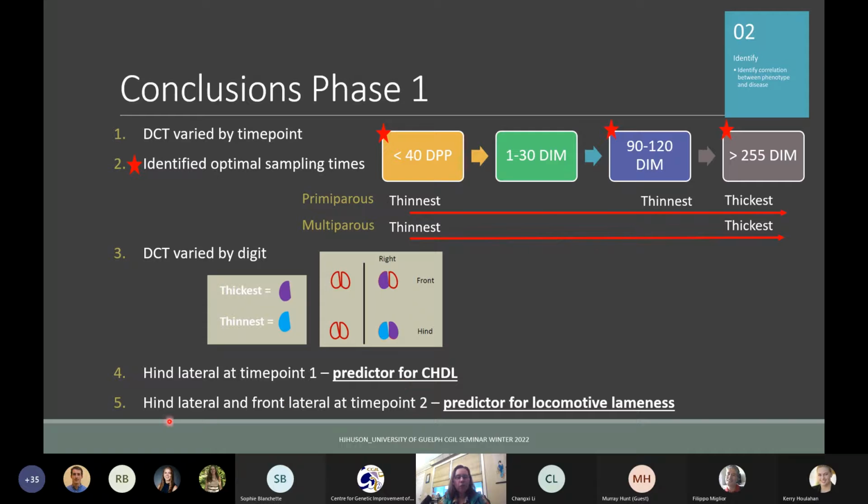The other thing we could use was that same hind lateral, as well as the front lateral at time point 2, which could be used as predictors for locomotive lameness later in lactation. So our goal here was really to look at early time points and see, could we predict lameness later in lactation?